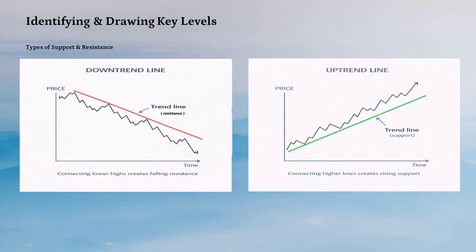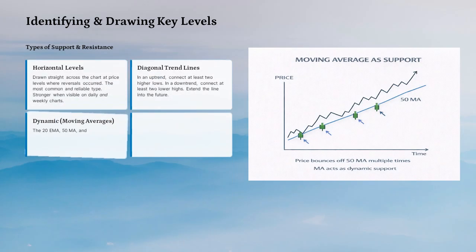Diagonal trend lines are drawn by connecting at least two higher lows in an uptrend or two lower highs in a downtrend. You then extend that line into the future. These are dynamic. The line moves with price. Dynamic support and resistance comes from moving averages. The 20-period exponential moving average, the 50-period moving average, and the 200-period moving average are commonly used. Many institutional traders use these for entries and exits. Because the averages move with price, they provide a trailing level of support or resistance.